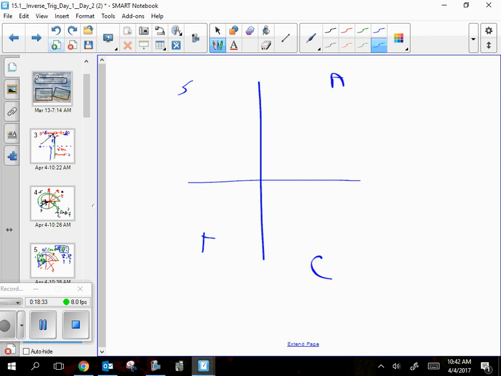I want you to write down, this is just as important as the whole ASTC thing. For this unit, you also have to know where the inverses are allowed to be. I'll show you why in a minute, but for right now, here's your list. Make a good one because you're going to refer back to it over and over again this unit.